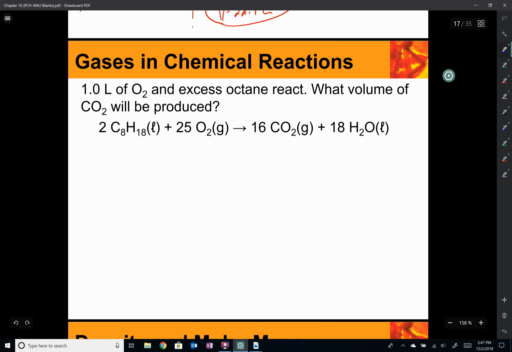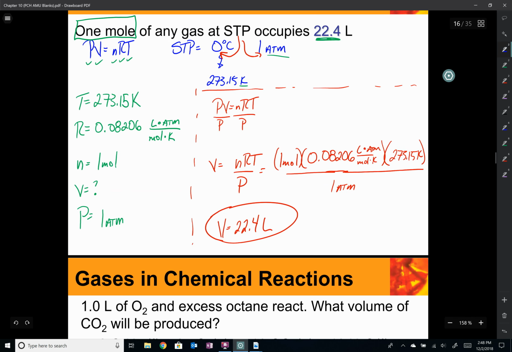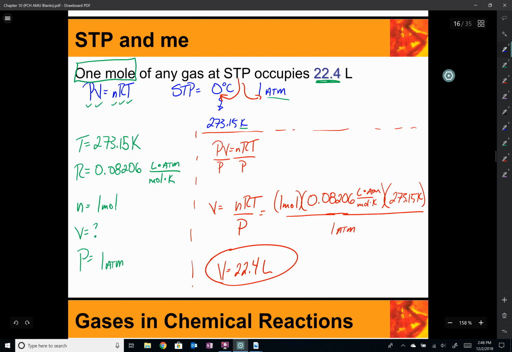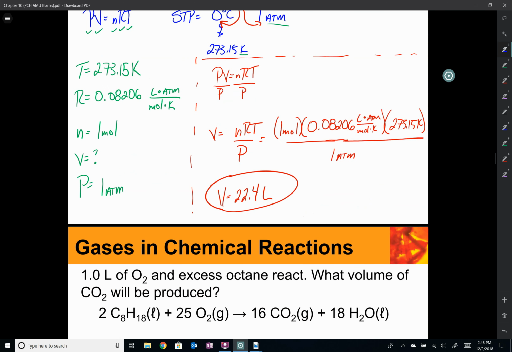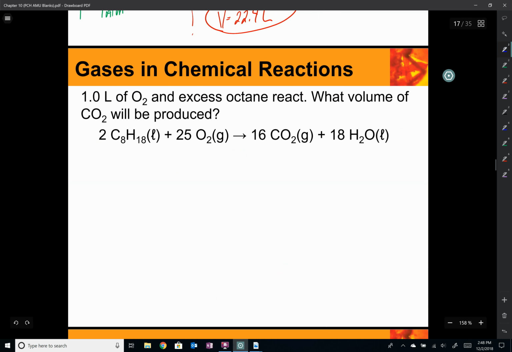Okay, so we're picking up with part 2 of chapter 10 here, looking at gases and the ideal gas law. In the previous part, we went through our initial use of the ideal gas law and this important value of 22.4 liters. So let's take a look at an example of stoichiometry with some gas problems here.